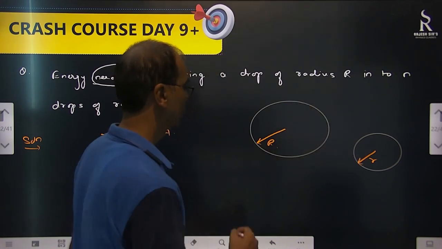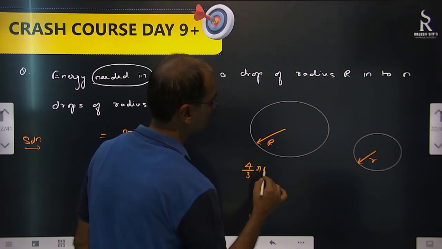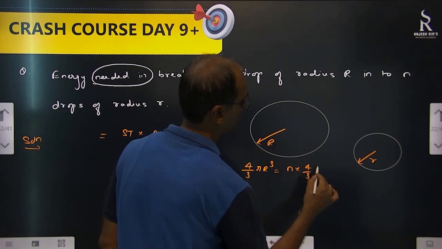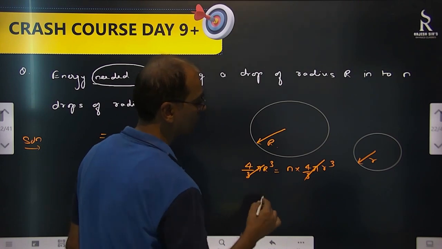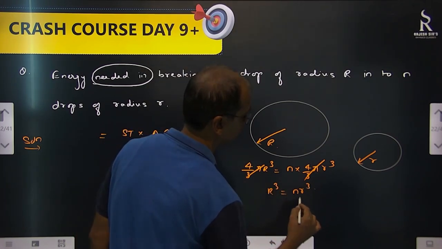So 4 by 3 pi R cube equals n into 4 by 3 pi small r cube. So 4 by 3 pi, 4 by 3 pi cancel. So R cube equals n r cube.